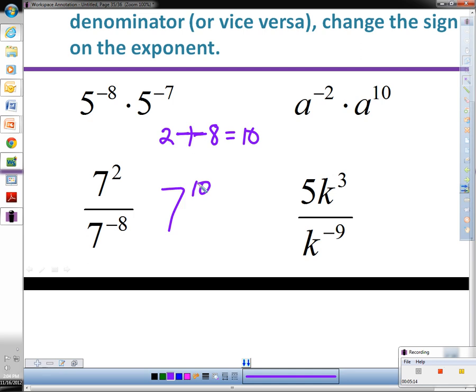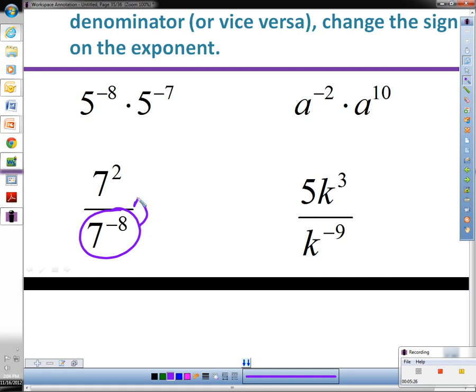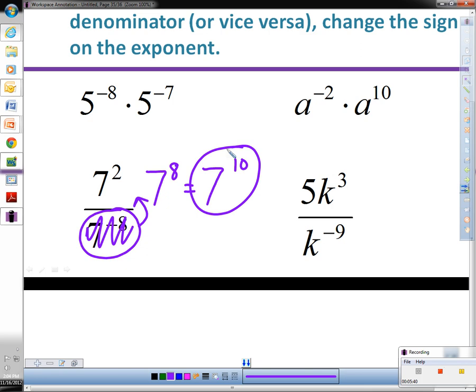Now, another way that I have shown people to do this that I think helps eliminate problems with negatives is let's get rid of the negative first. Let's bring that up to the top and make that 7 to the positive 8th power. So now it's not on the bottom, it's on the top. My base stays the same, never multiply the bases, and 2 plus 8 is 10, the same answer we got by subtracting the exponents. Either way, we should end up with 7 to the 10th power.